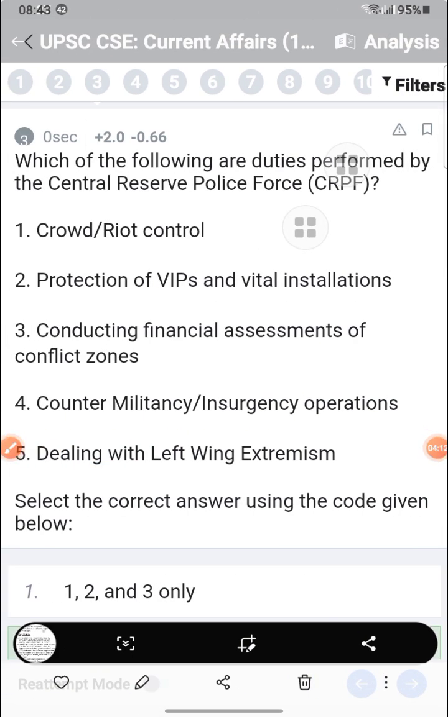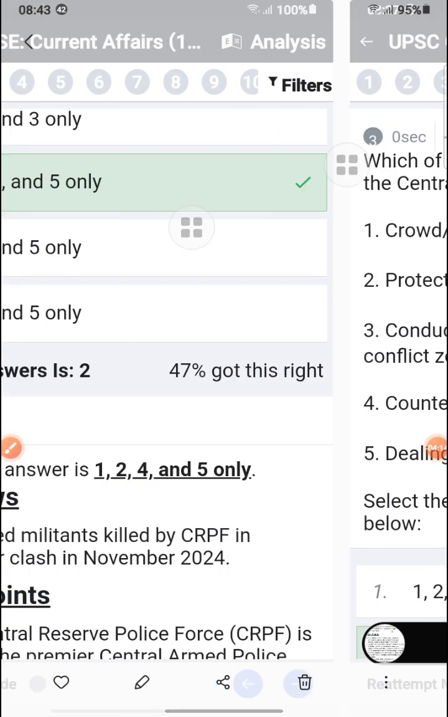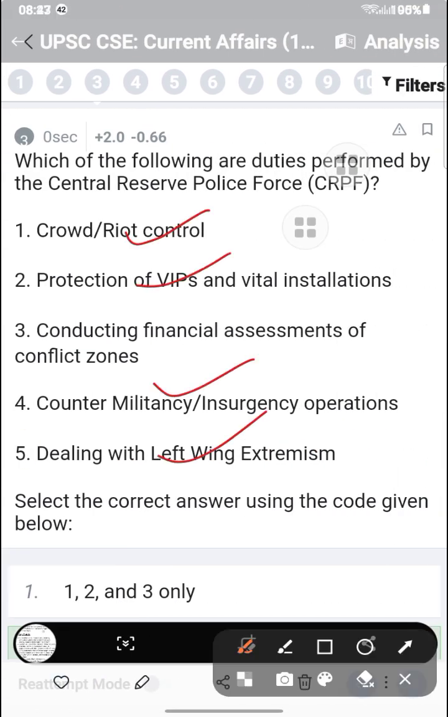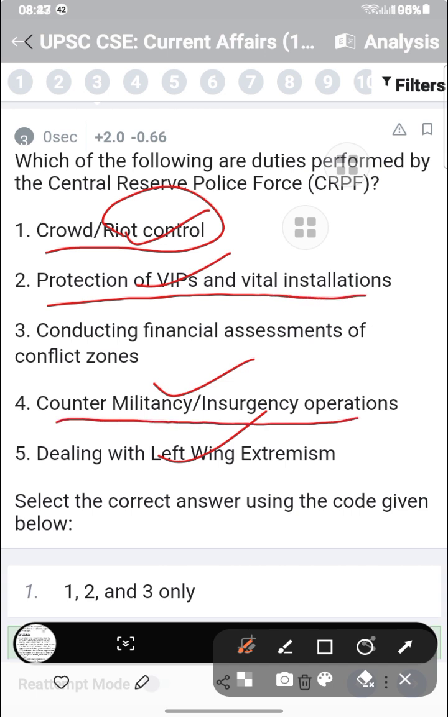Which of the following duties is performed by the Central Reserve Police Force? So 1, 2, 4 and 5 are correct. Riot control, protection of VIPs, counter-militancy and insurgency operations, and dealing with left wing extremism. But conducting financial assessment of conflict zones is not done by the CRPF.